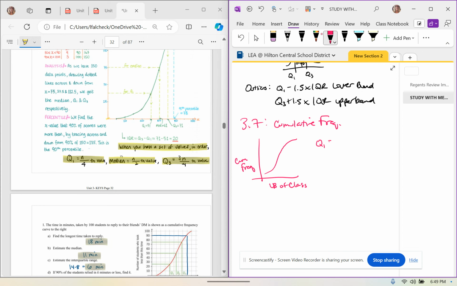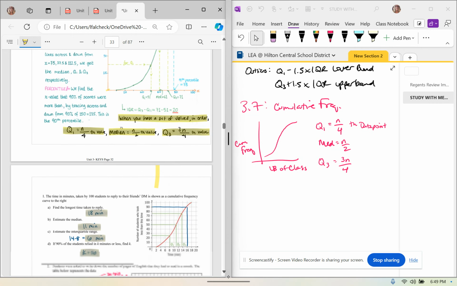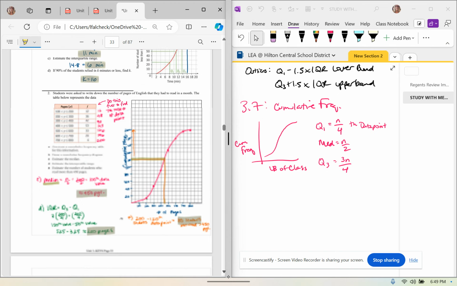The way that you find Q1 is going to be N over 4. The way that you find the median is going to be N over 2, sorry, N over 2, and then the way that you find Q3, my dog will not stop walking around, is going to be 3N over 4. And that'll give you that data point on the y-axis, and then you're going to have to go down and see what it reads on the x-axis for answering a question.